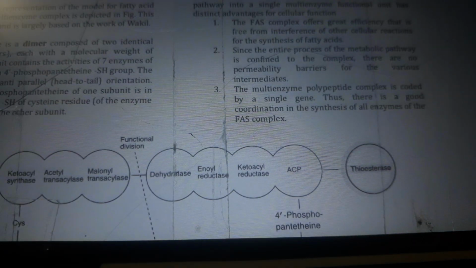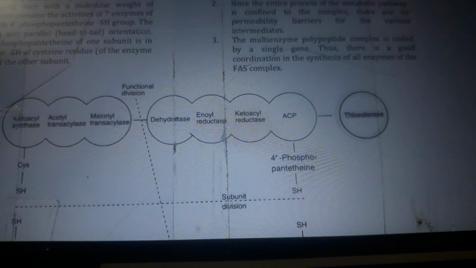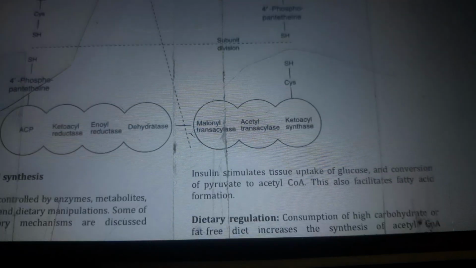Functional significance of FAS complex. The organization of different enzymes of a metabolic pathway into a single multi-enzyme functional unit has distinct advantages for cellular function. The FAS complex offers great efficiency that is free from interference of other cellular reactions for the synthesis of fatty acids. Since the entire process of the metabolic pathway is confined to the complex, there are no permeability barriers for the various intermediates. The multi-enzyme polypeptide complex is coded by a single gene. Thus, there is good coordination in the synthesis of all enzymes of the FAS complex.